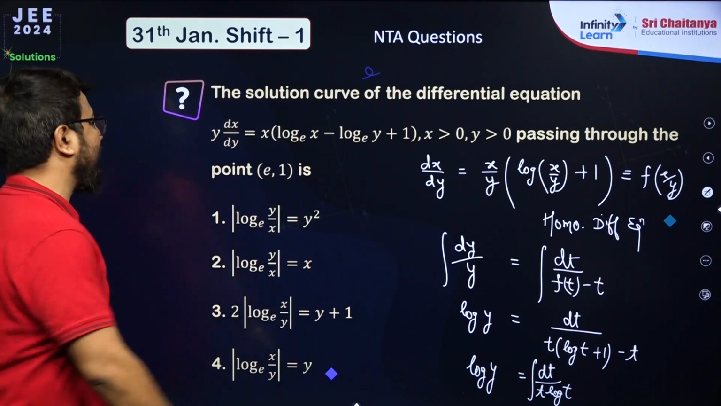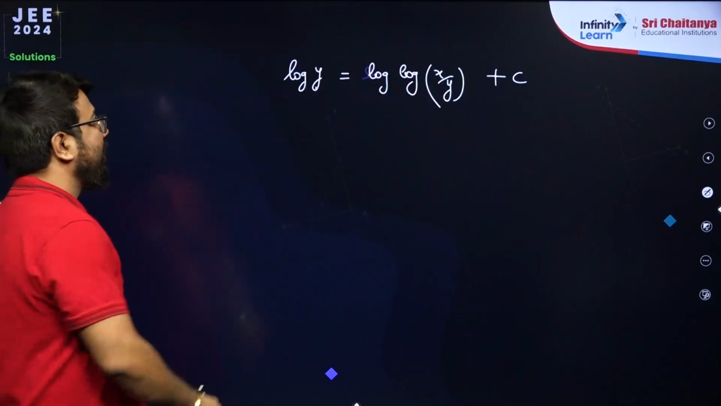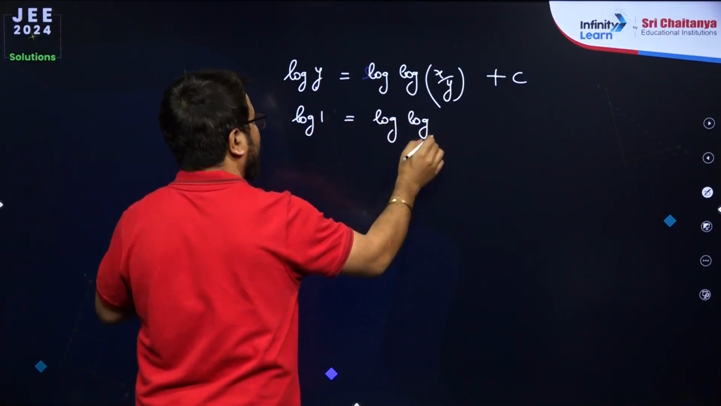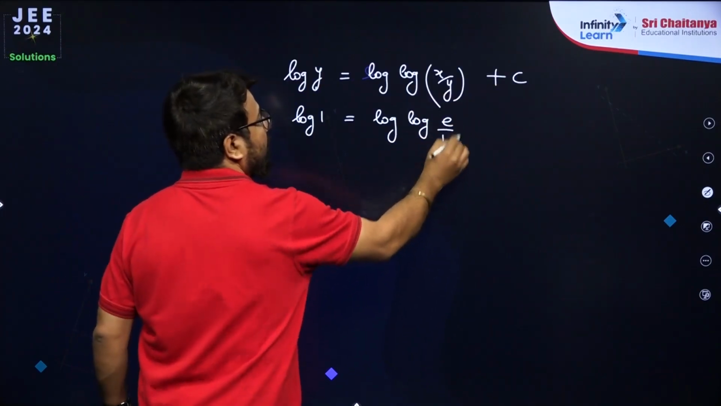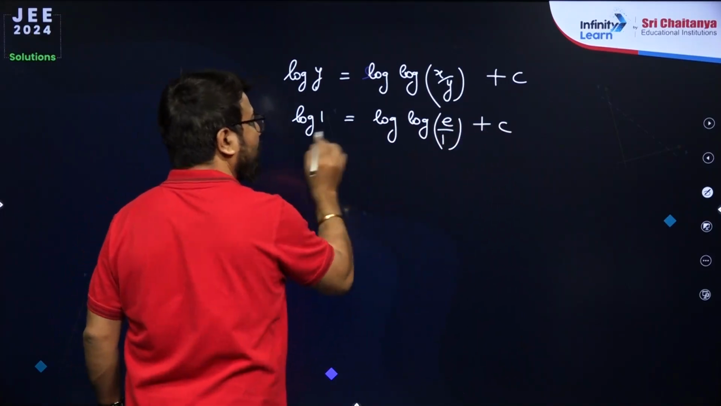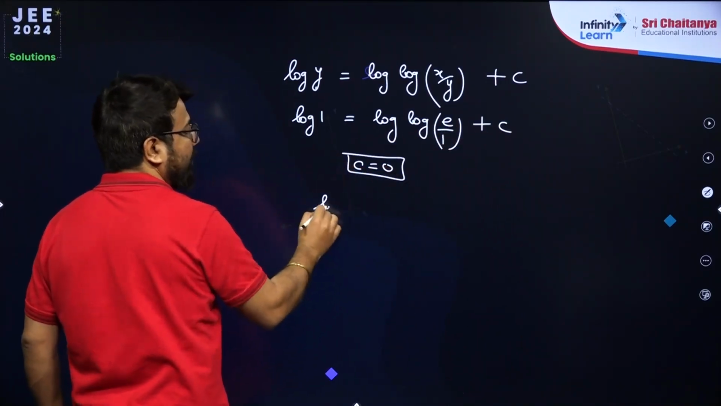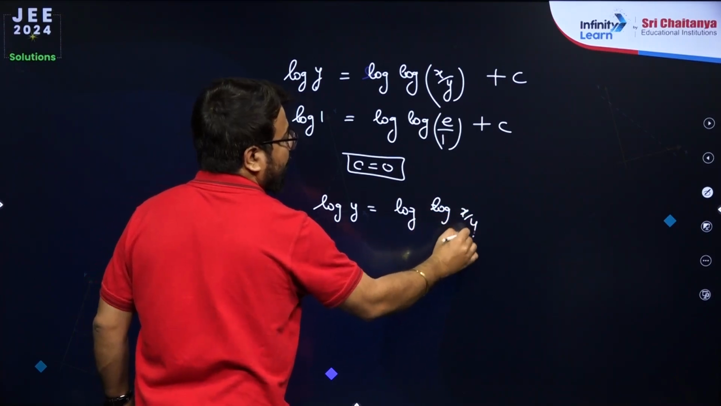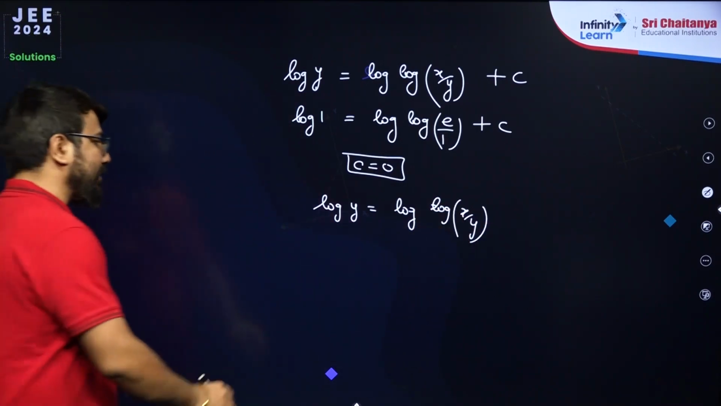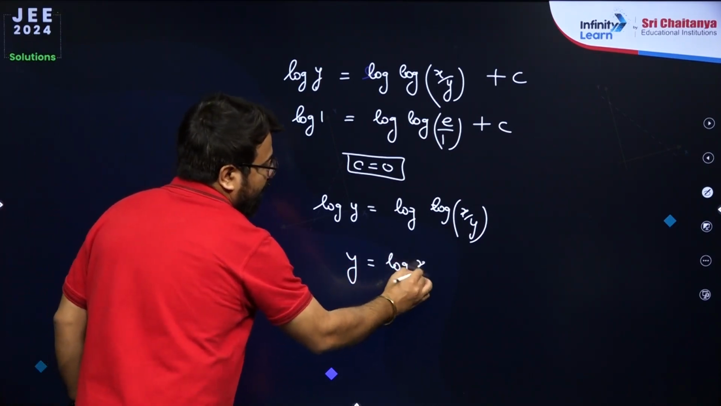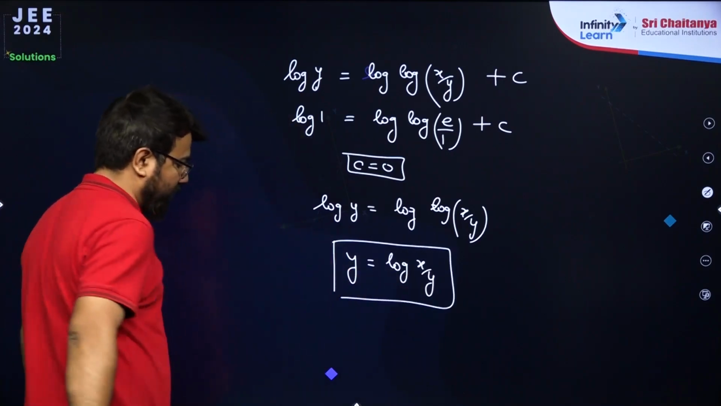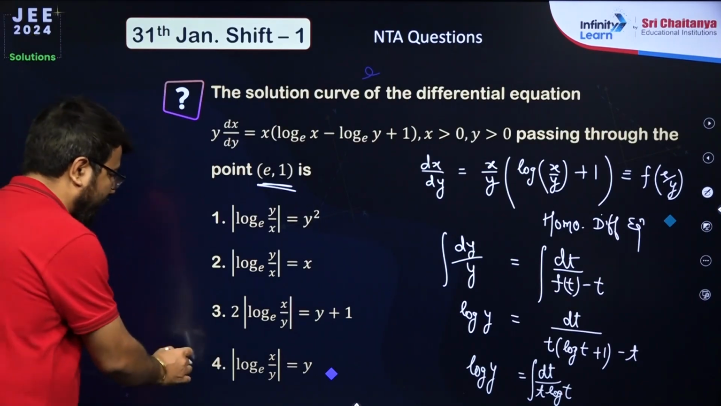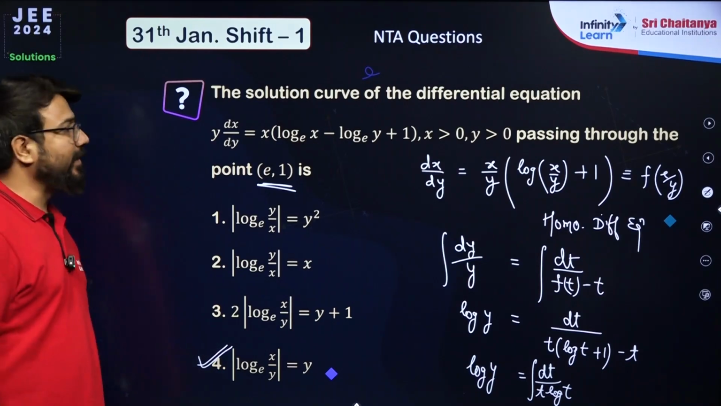Now my dear students, they have told that this curve is passing through e comma 1. If I place the value of y as 1 and the value of x as e, so log e is 1, we have got both the sides 0, c will be 0. That means log y will be equal to log of log x upon y. On comparing both sides, we can easily write that y will be equal to log x upon y. Now, is there any option being given to us? y is equal to log x upon y. We can check that. y is equal to log x upon y is given to us in the final option. So, fourth option will be the final answer.